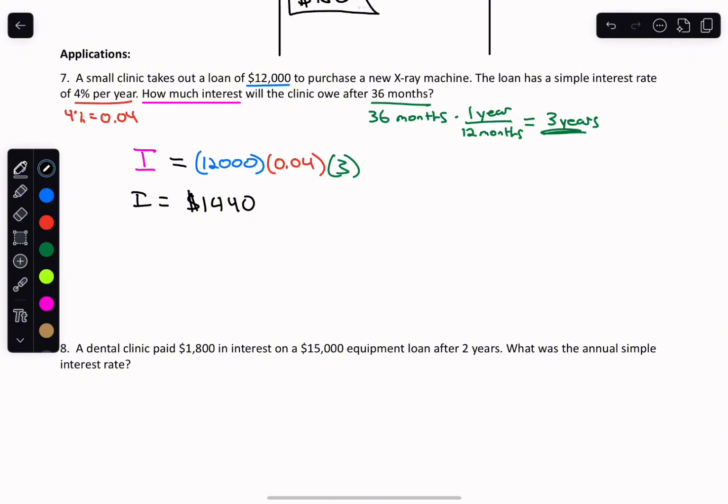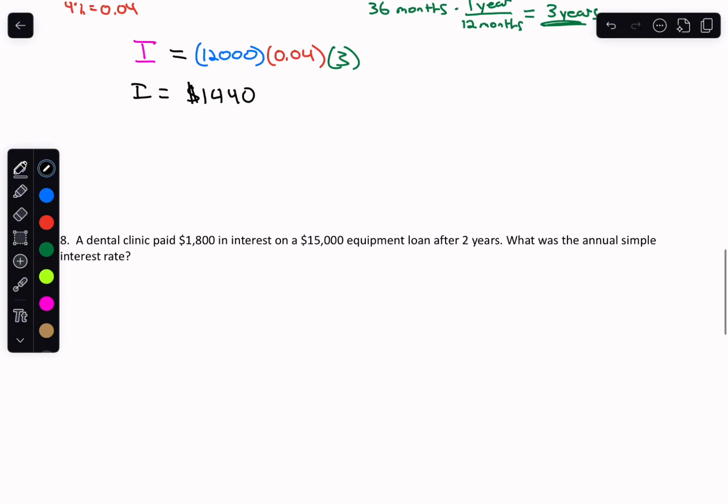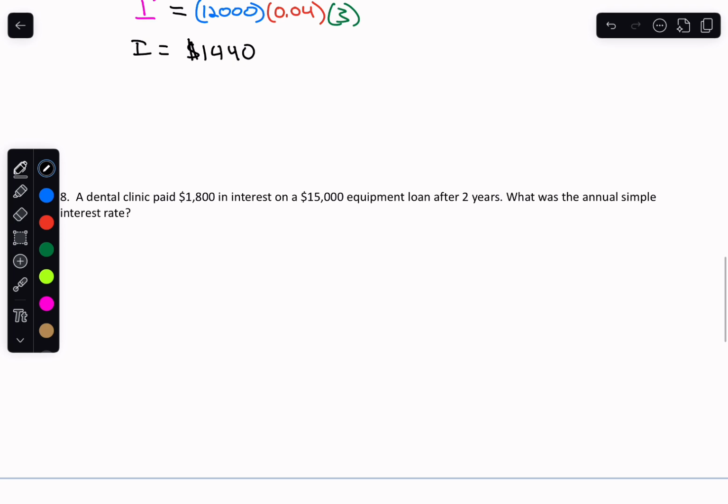All right, number 8, one more. A dental clinic paid $1,800 in interest on a $15,000 equipment loan after 2 years. What was the annual simple interest rate? So we have that the interest was 1,800, so I'll put that on the left of my equation. We have that the principal, the amount taken out, was 15,000. So that's going to be my principal here.